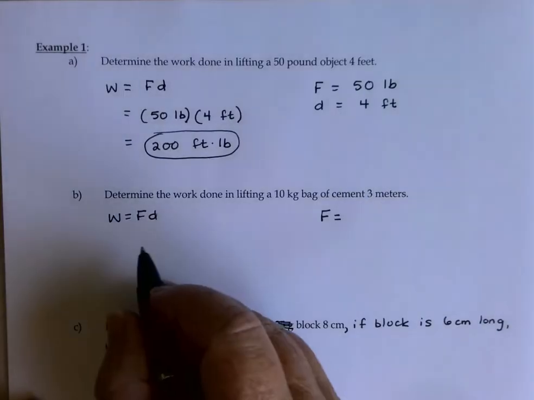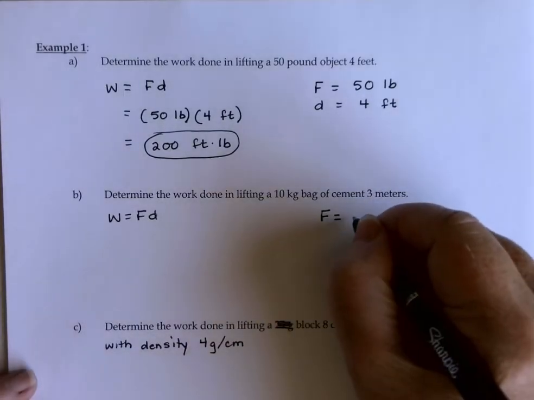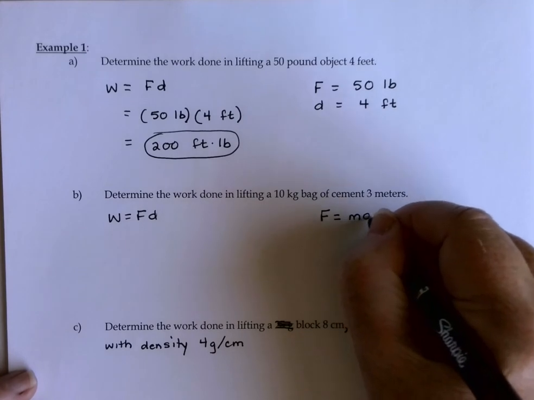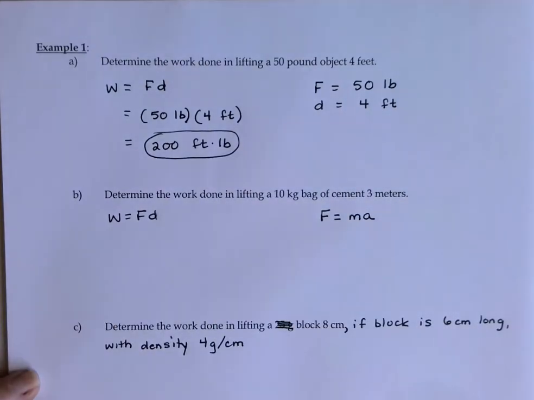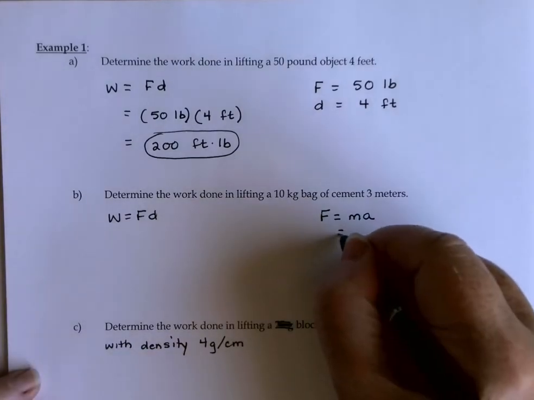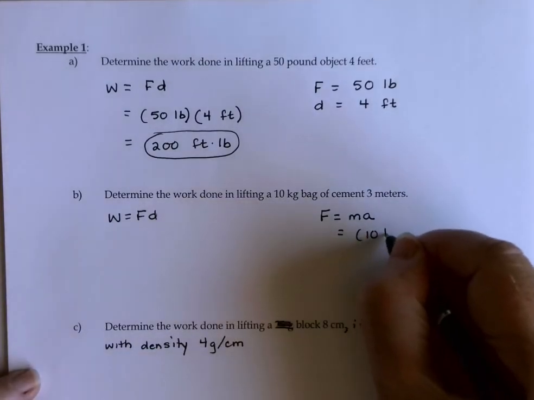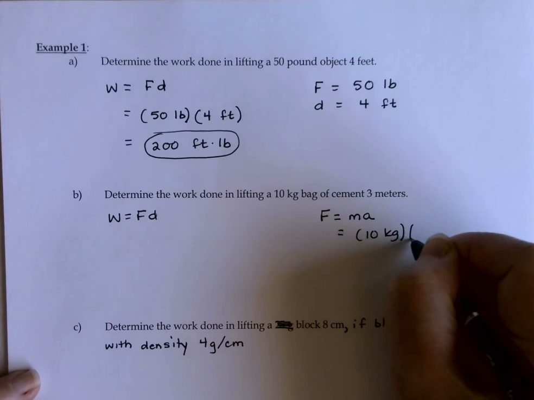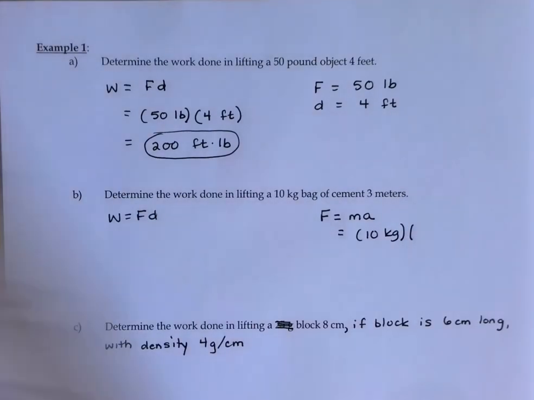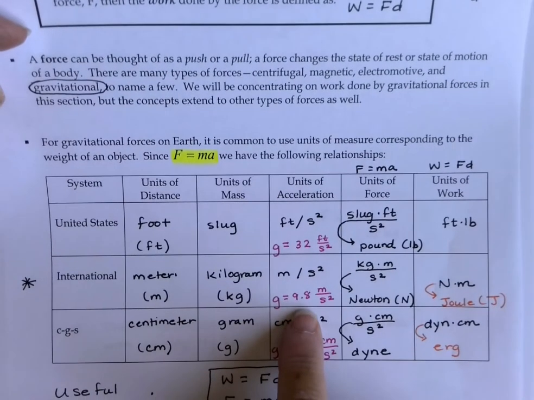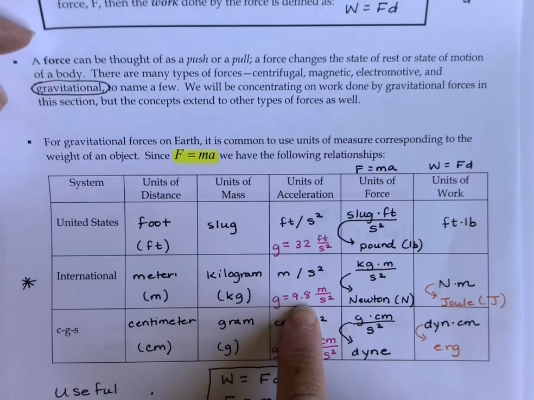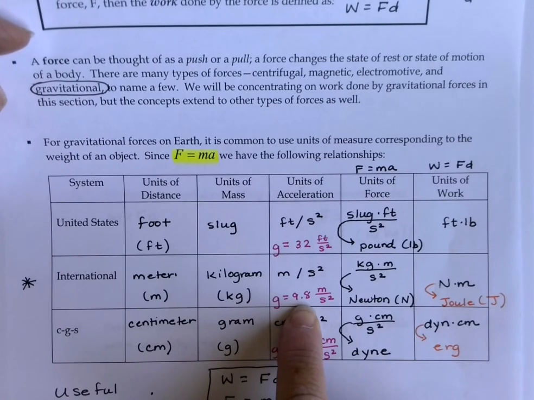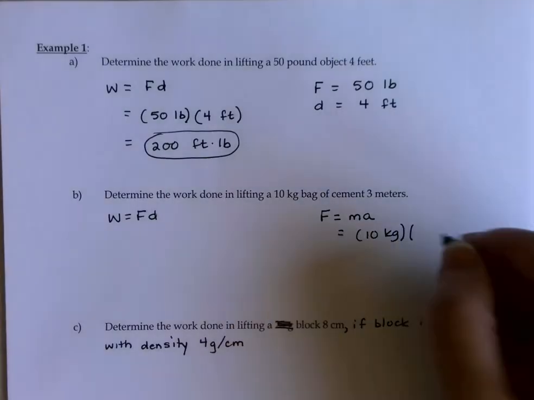So I'm going to have to say, well, let's see. Force is actually equal to ma. So I'm using that second of our typical equations that get used. The mass is 10 kilograms. And either I know, or again, I can look it up. In this system, the units of acceleration, my gravitational acceleration is 9.8 meters per second squared.